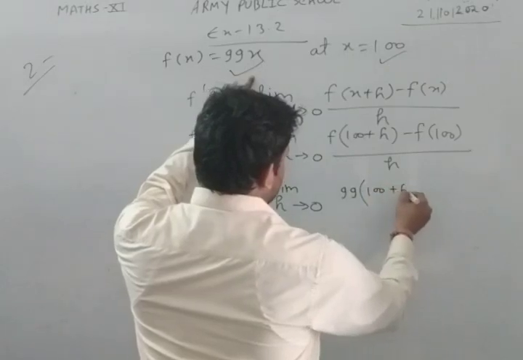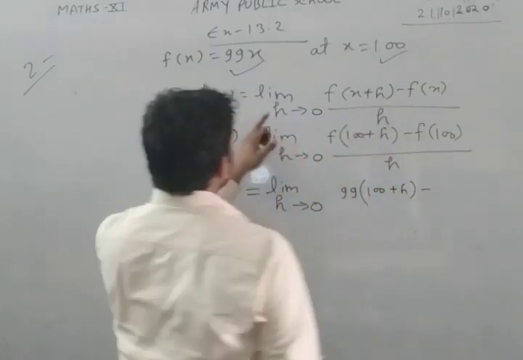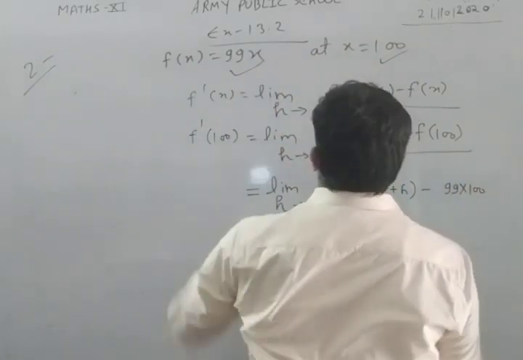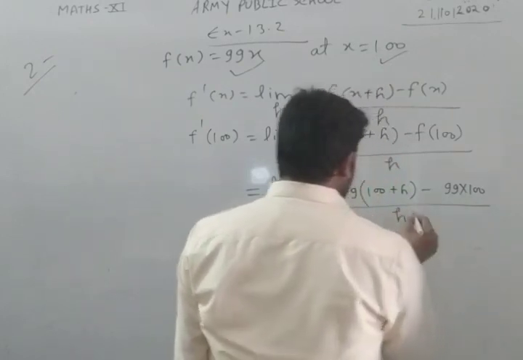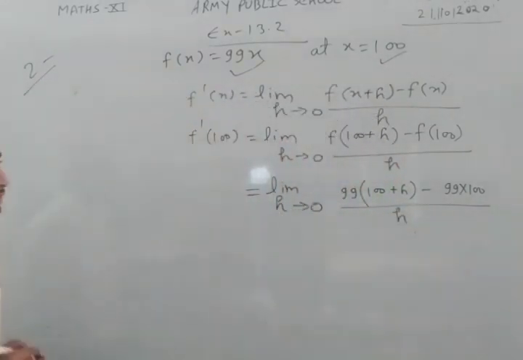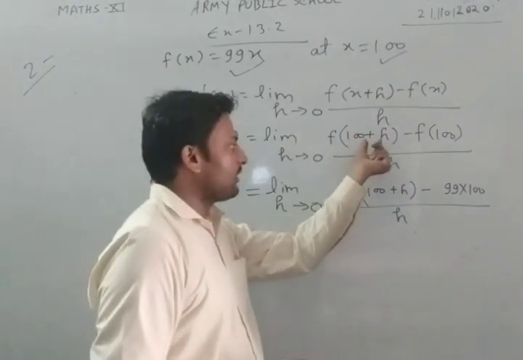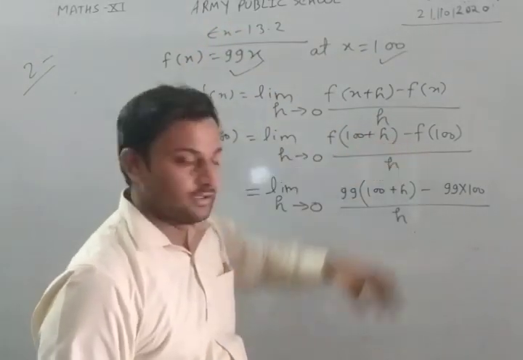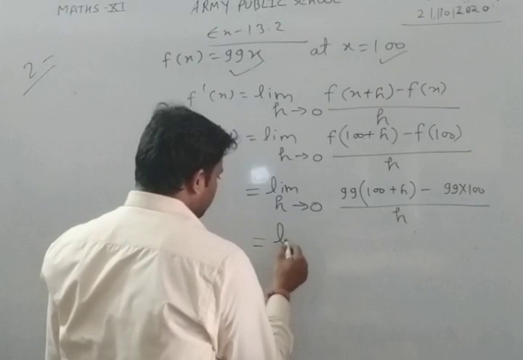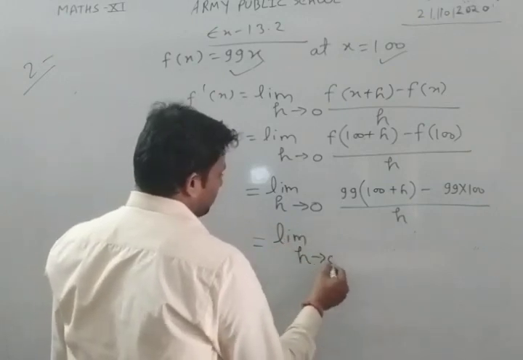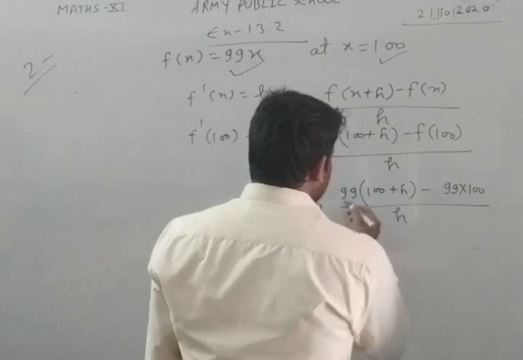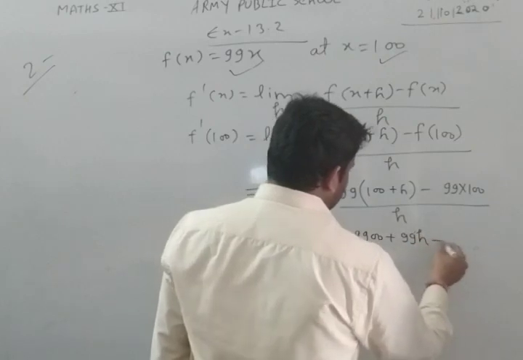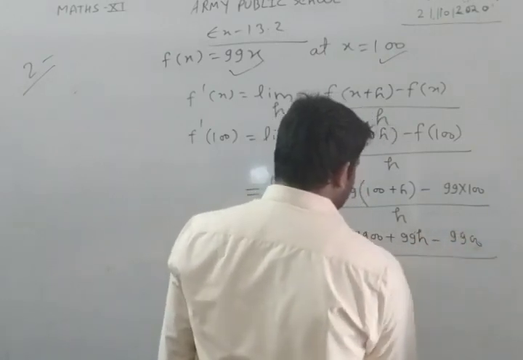100 plus h minus f 100. If we are putting here 99 into 100 and this is divided by h, no doubt, because here x is 100 plus h, so we write 99 times 100 plus h. Okay, so limit h tends to 0, and when we multiply, 9900 plus 99h minus 9900 divided by h.